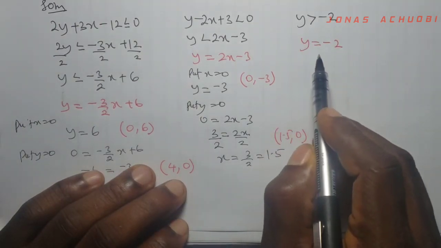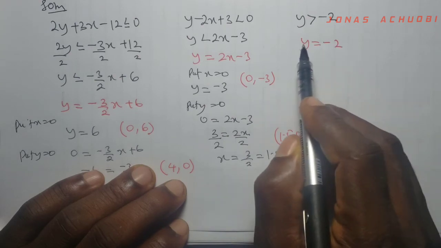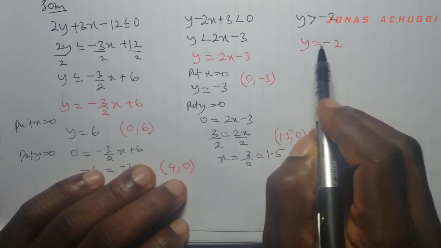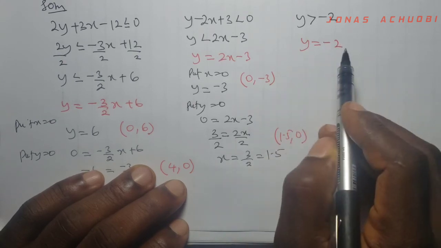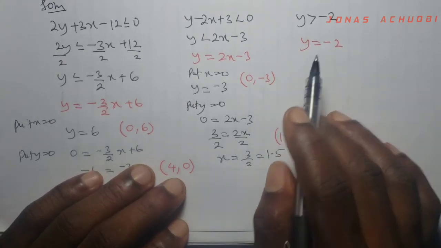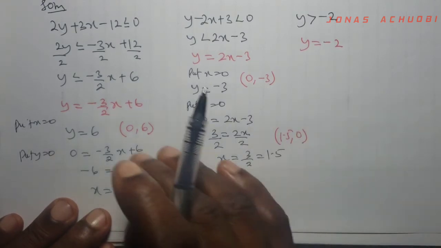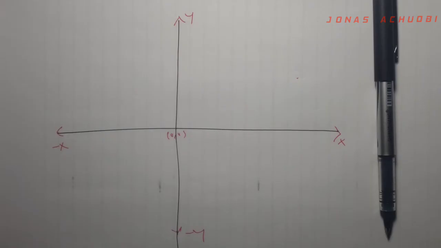For the third one, we have y equal to minus 2. This is just a line. Y equal to minus 2. This is just in one variable. Y equal to minus 2 means a straight line. So at the point minus 2, we shall just draw a line. I shall show you. So now we have our points. We'll now go to our xy plane to mark these points.